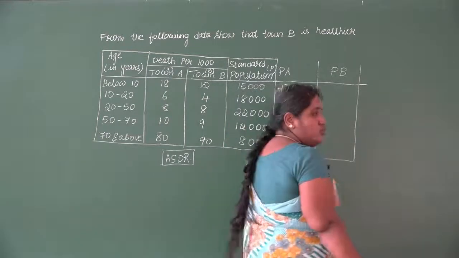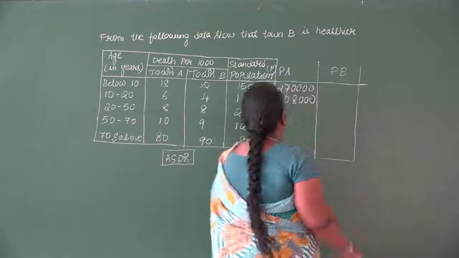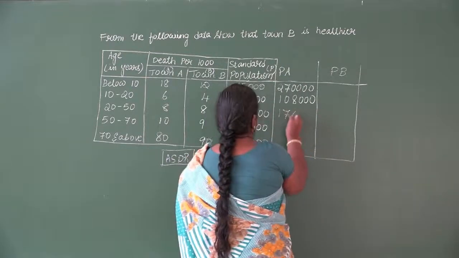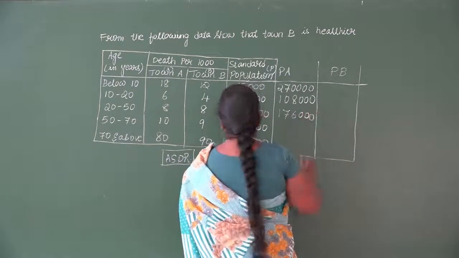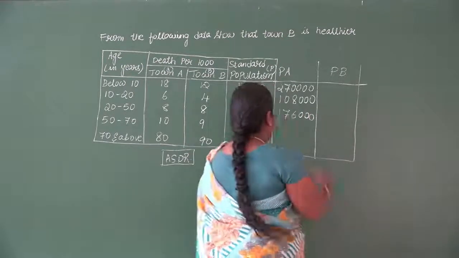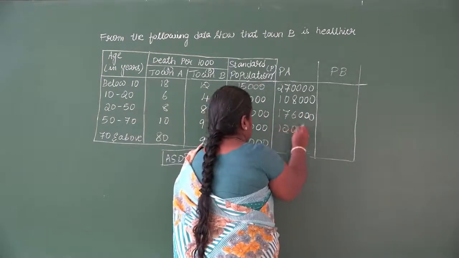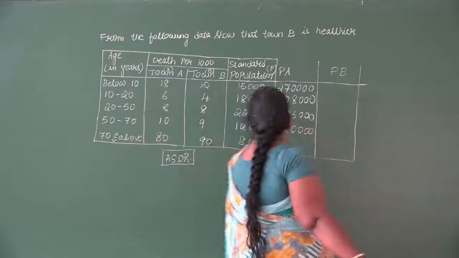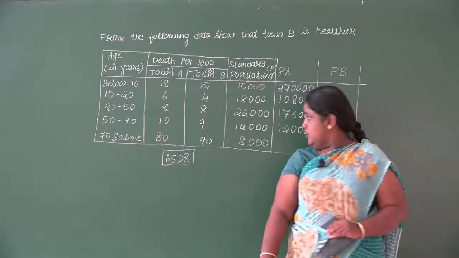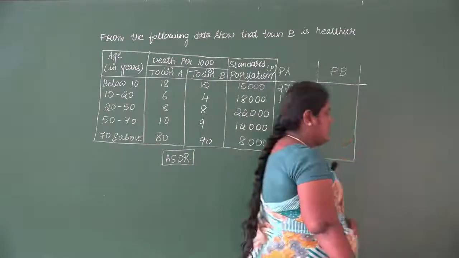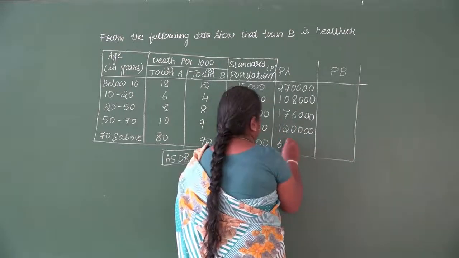Then 8 into 22,000, 1,76,000. 10 into 12,000, 1,20,000. 80 into 8,000, which is 6,40,000.